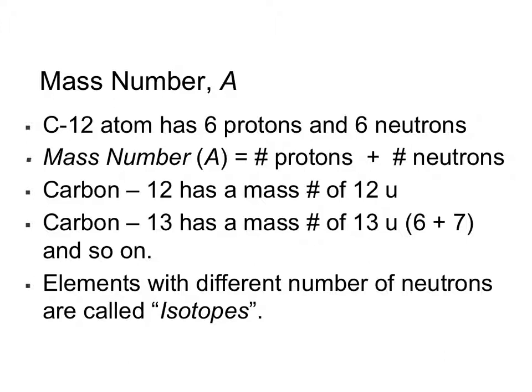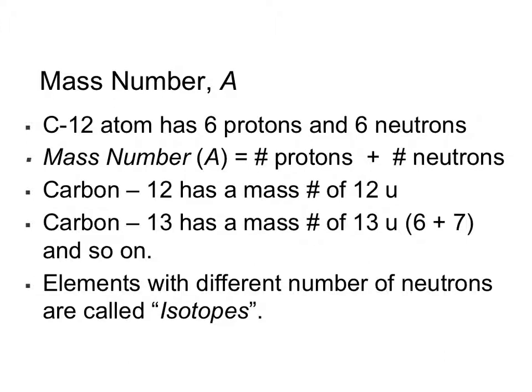Likewise, carbon with a mass number of 13 would have 6 protons. Again, that's what makes it carbon, is having 6 protons. And so carbon-13 would then have to have 7 neutrons, and so forth. Elements that have different numbers of neutrons are called isotopes of that element.